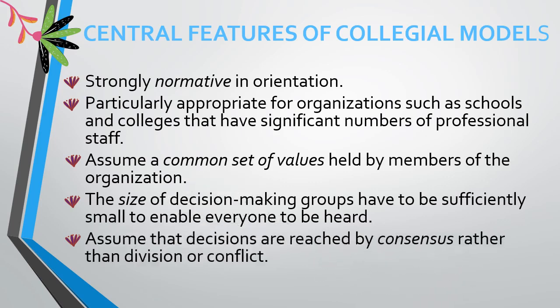And number five, collegial models assume that decisions are reached by consensus rather than division or conflict. The belief that there are common values and shared objectives leads to the view that it is both desirable and possible to resolve problems by agreement. There may be differences of opinion, but they can be overcome by the force of argument. So these five central features of collegiality appear to a greater or lesser extent in each of the main sectors of education.